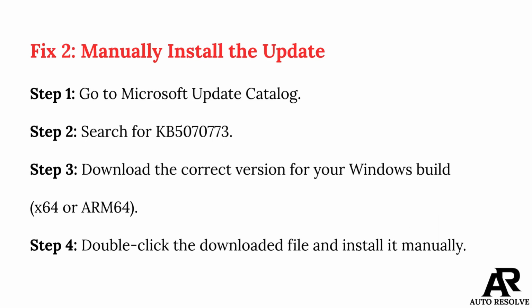Manually install the update. Step 1. Go to Microsoft Update Catalog. Step 2. Search for KB5070773. Step 3. Download the correct version for your Windows build, x64 or ARM64. Step 4. Double-click the downloaded file and install it manually.